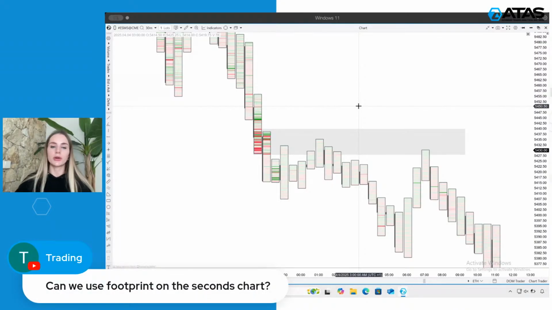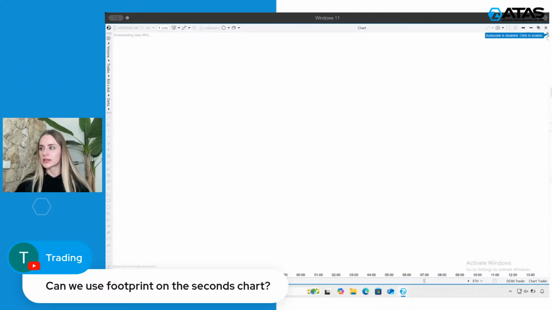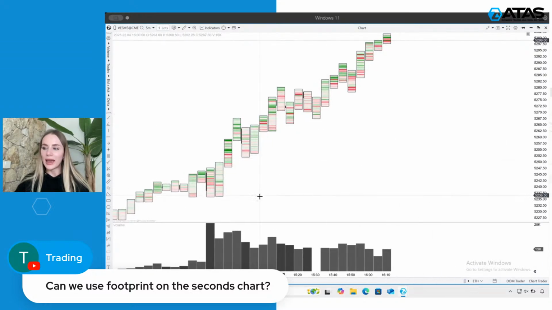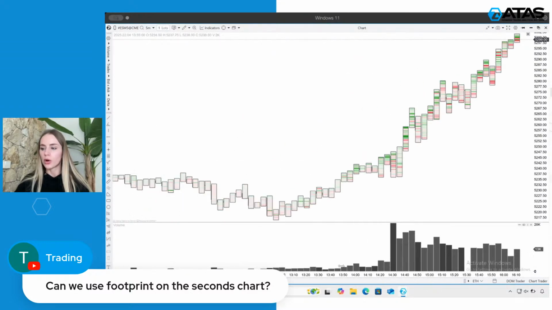Yes, you can use footprint on the second charts as well. I am not using it. I prefer to use it on the 5-minute time frame because seconds is a little too fast for me since I'm not a scalper, but you definitely can use a combination of volume and footprint charts also on the second charts.